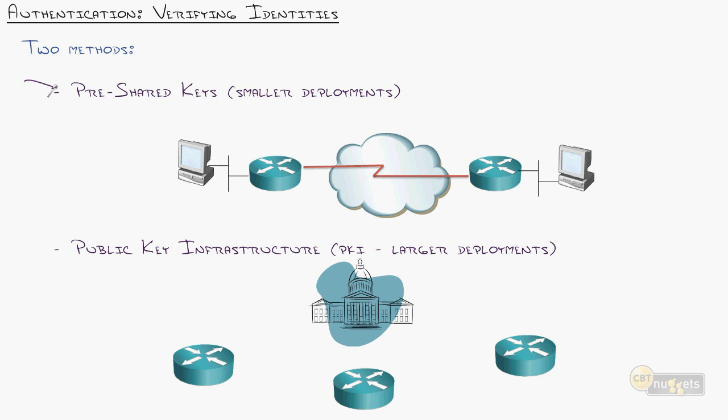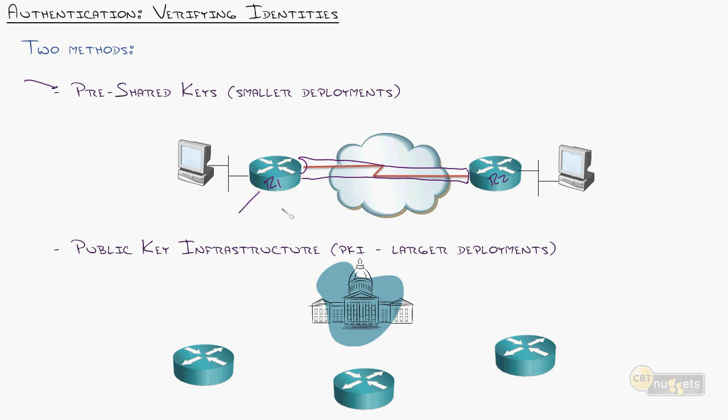Smaller deployments use something called pre-shared keys. So let's say I've got router 1 and router 2. I want to do a site-to-site VPN between them over the internet. Router 1's going to come to router 2 and say, hey, I want to start a VPN with you. I'm router 1. And router 2's like, okay, but how do I know you're really router 1? Anybody could say they're router 1.